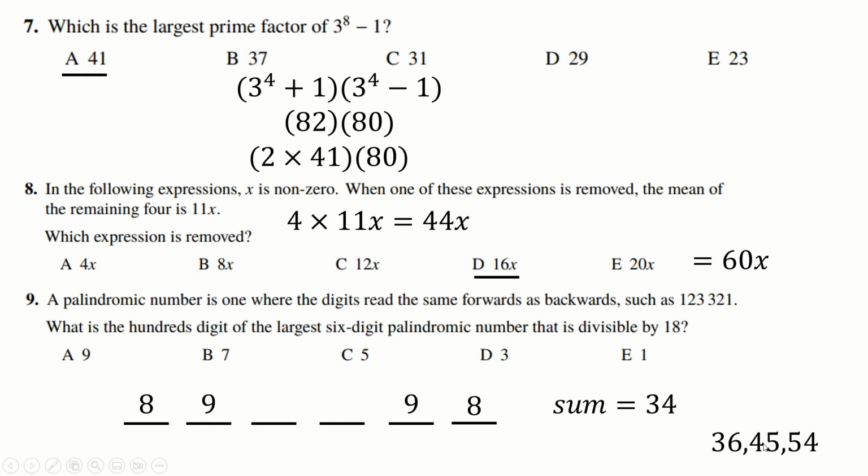Can't get to 45 because that's 9 more. Sorry, it's 11 more. And we can't use 2 5.5s, right? So we just need to use 2 1s to get to 36. And so the middle digit there is just a 1.